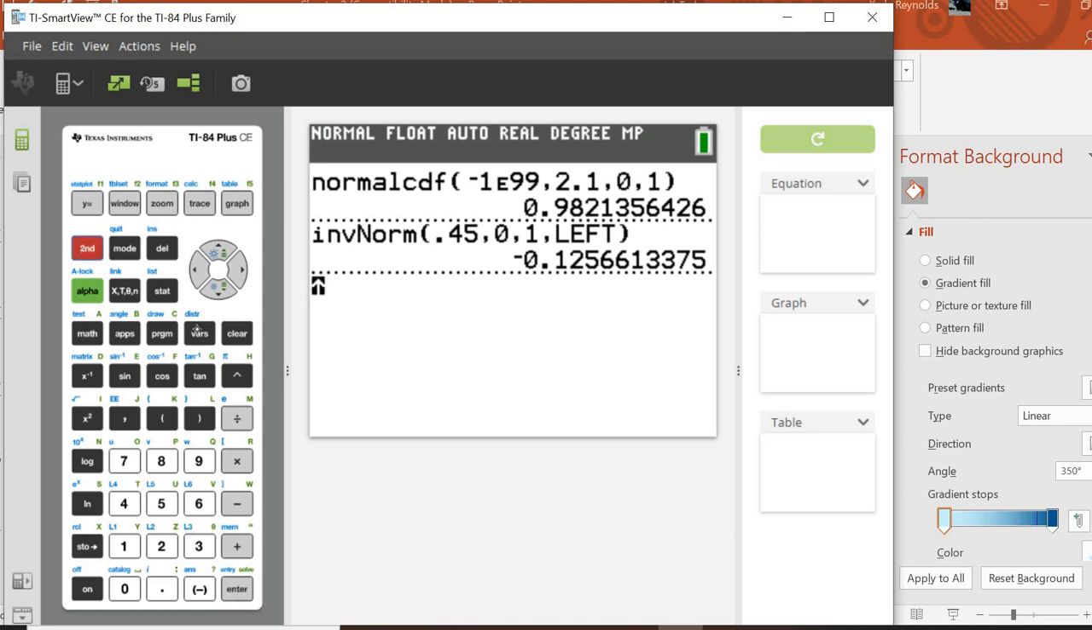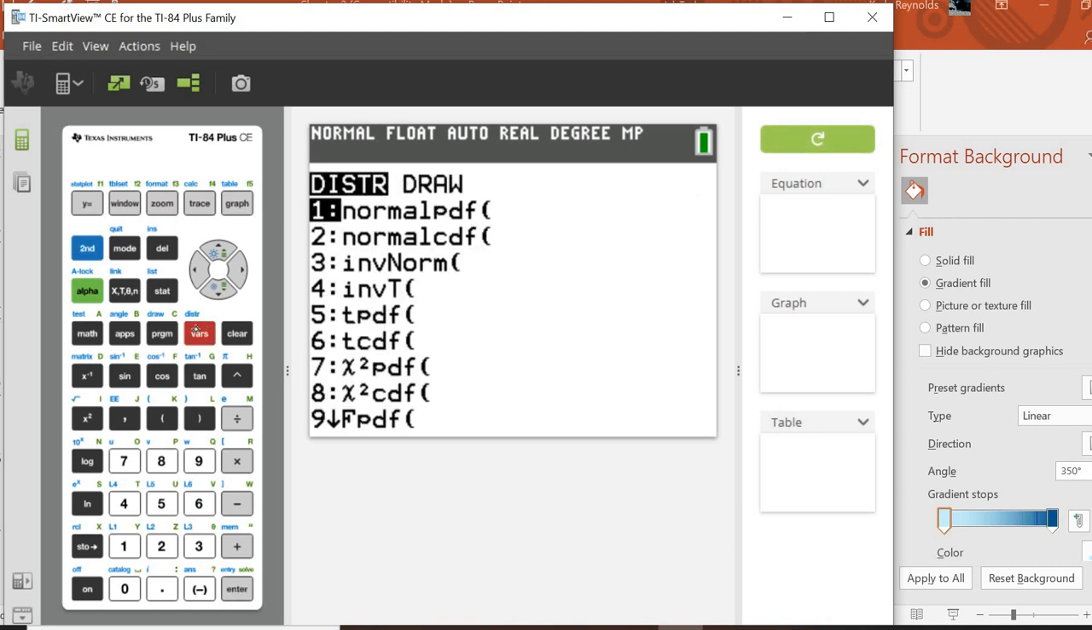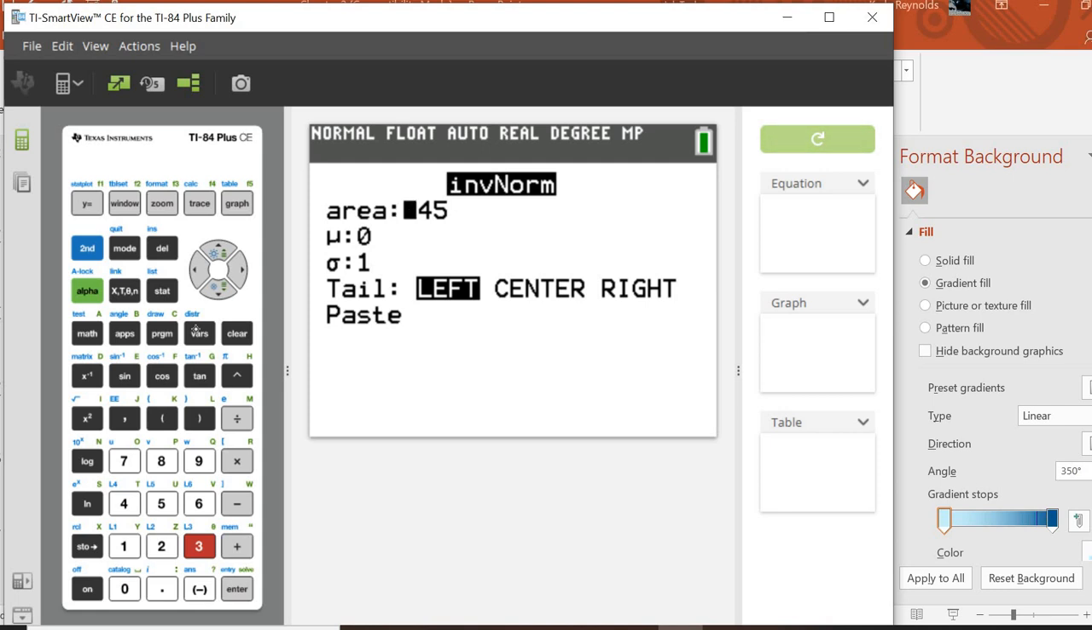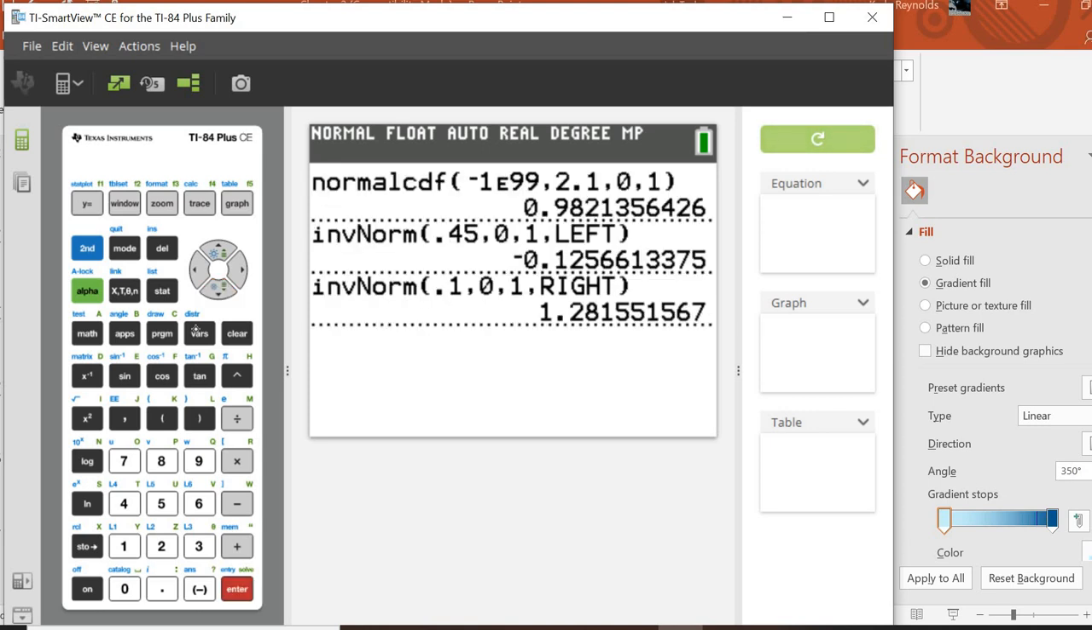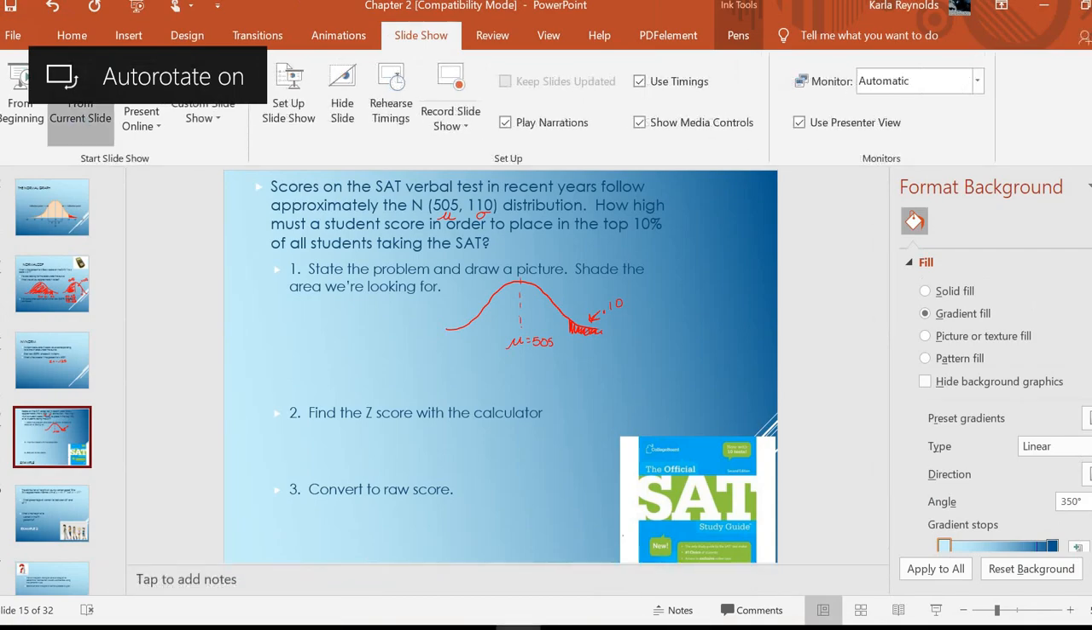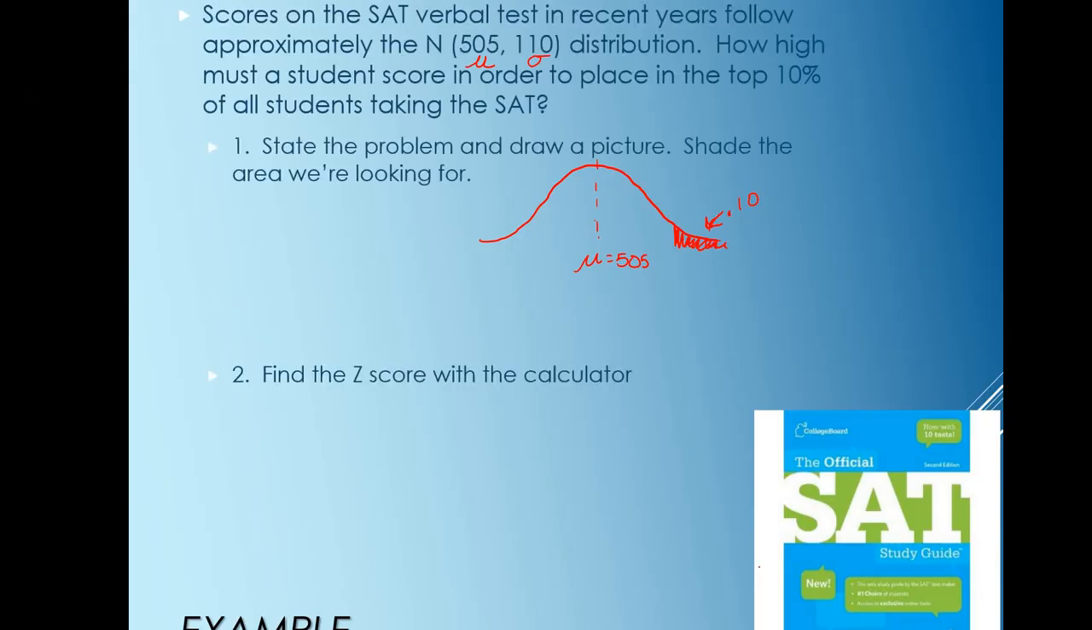So I'm going to go second distribution, inverse norm, and we're doing 0.1 to the right. Now you could also, if it's 0.1 to the right, do 0.9 to the left, and you should get the same answer. All right, we get 1.28. So let's go back. All right, so z equals 1.28. And now we want to see what the score is.